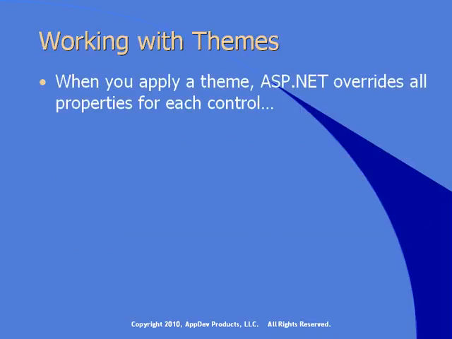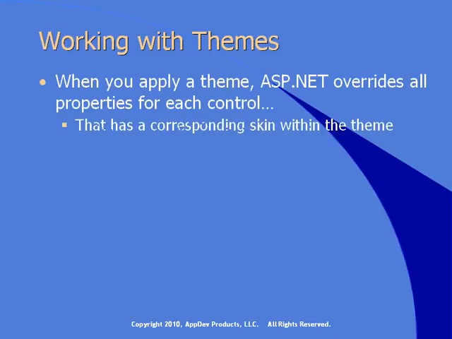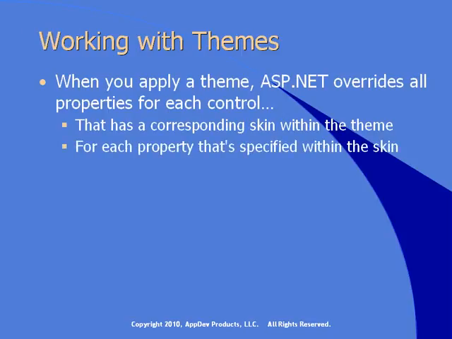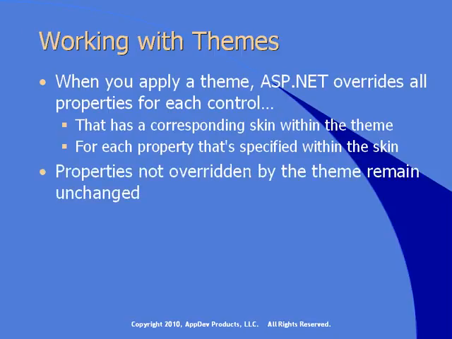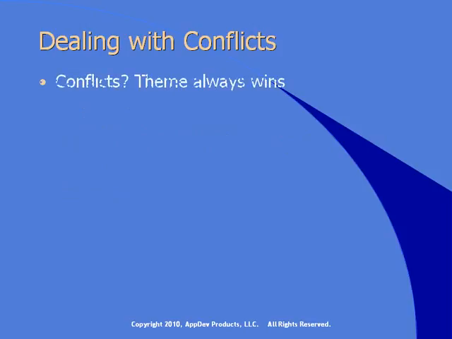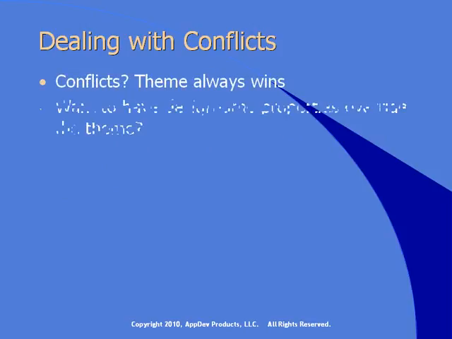When you apply a theme, ASP.NET overrides all the properties for each control, well, at least each control that has a corresponding skin within the theme, and also only for each property that's specified within the skin. If you don't specify a property in the skin, then the design time property setting gets used. In other words, properties that aren't overridden by the theme remain unchanged. If there are conflicts, the theme always wins.